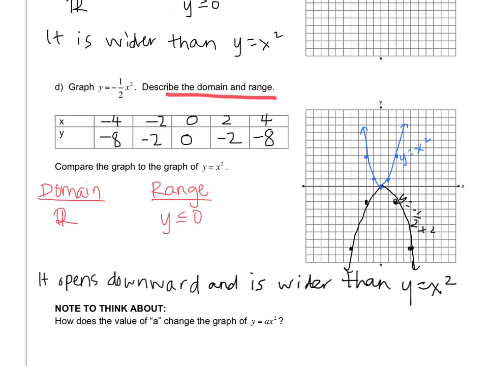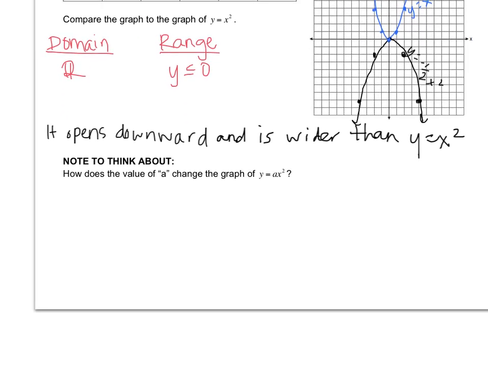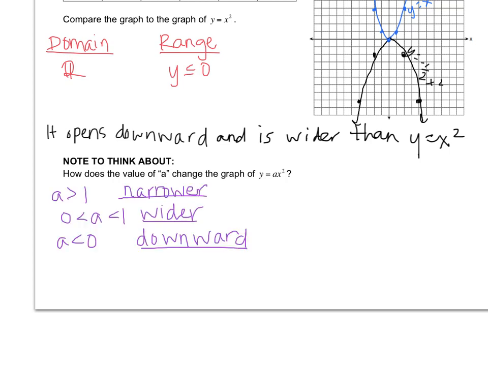Final summary thing we want to do is to think about how the value of a changes the graph. If you notice, when we had an integer, or at least a number greater than 1, it made the graph narrower. When we had a fraction, it made the graph wider. And when we had a negative value of a, it made the graph flip downward. So let's put those things in. Here are the 3 different categories. If you're greater than 1, you're narrower than x squared. If you are between 0 and 1, meaning a fraction, but still positive, you're going to get wider. And if you're less than 0, then you're going to go downward.